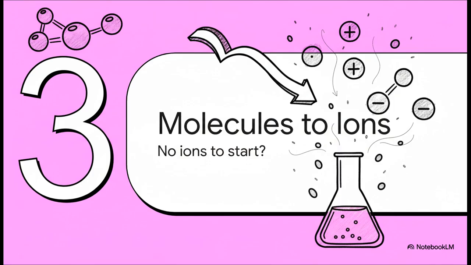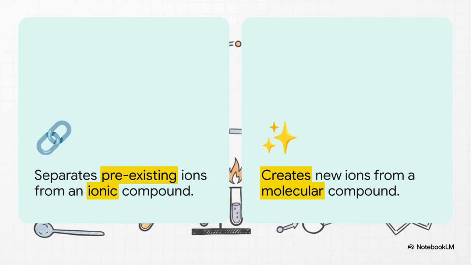Okay, so that makes sense for stuff that's already made of ions. But what about things that aren't? What happens if you dissolve a molecule that doesn't have any ions in it to begin with? And this brings us to a really important difference. Dissociation, what we just talked about, is just separating ions that are already there. But ionization, that's a whole different ballgame. That's about creating brand new ions from a molecule that didn't have any before.